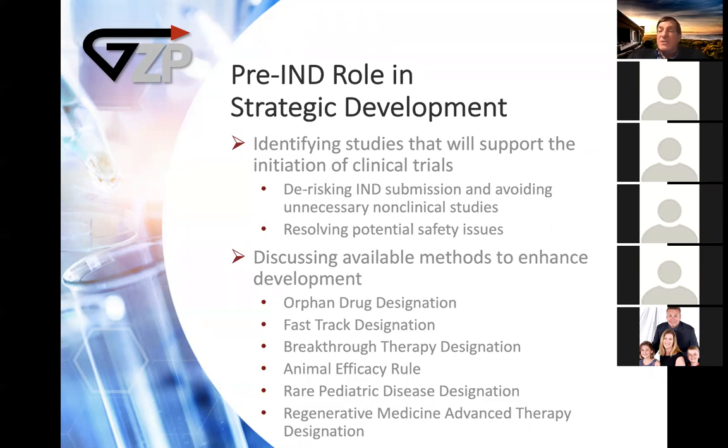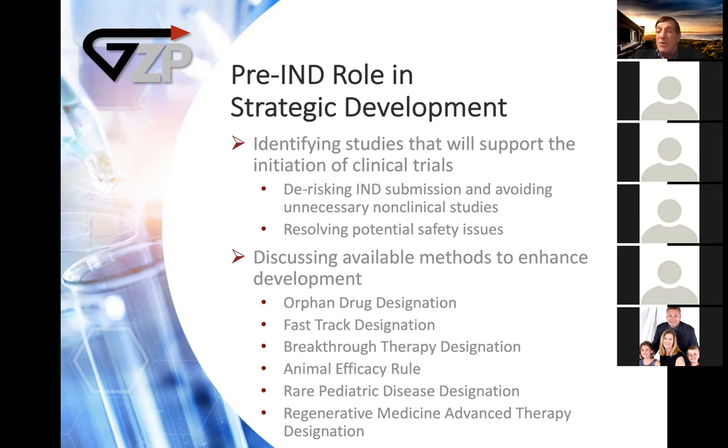The role in strategic development can be to identify studies that will support the initiation of clinical trials, which de-risks the IND submission, resolves potential safety issues before you even get to the IND stage, and discuss available methods to enhance your development. For example, the orphan drug, fast track, breakthrough, animal efficacy, rare pediatric disease designation, regenerative medicine, advanced therapy designation. Not all products will be subject to these, and the vast majority of products will not be able to get all of these.